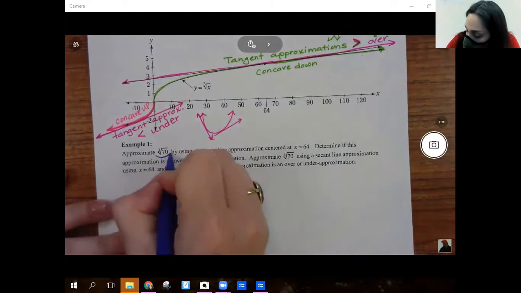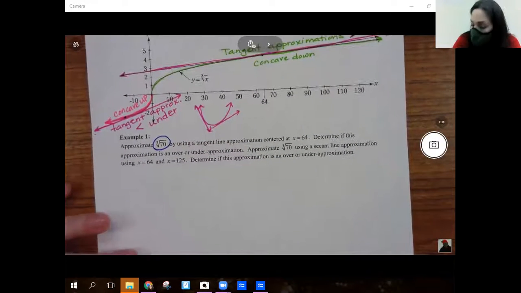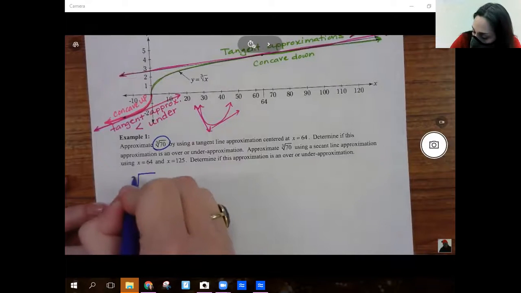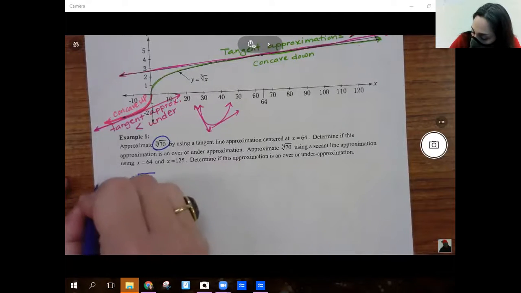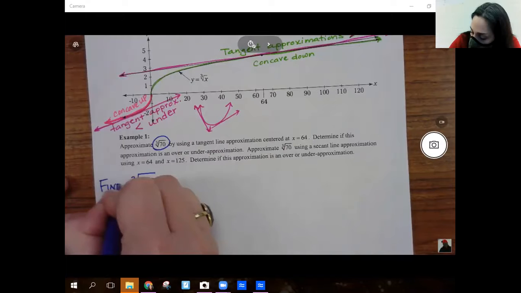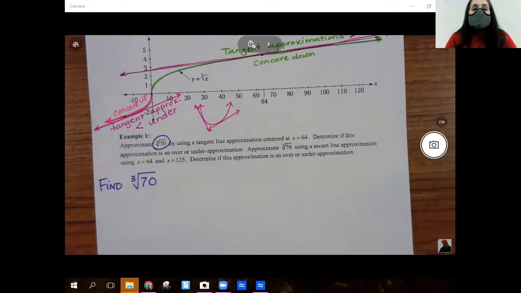You're given the cube root of something. For this example, it happens to be the cube root of 70. Okay, so this is not exclusive to just cube roots. This is anything, okay? He just picked a cube root because we don't know very many cube roots, and especially we don't know cube roots of things that are not perfect cubes.